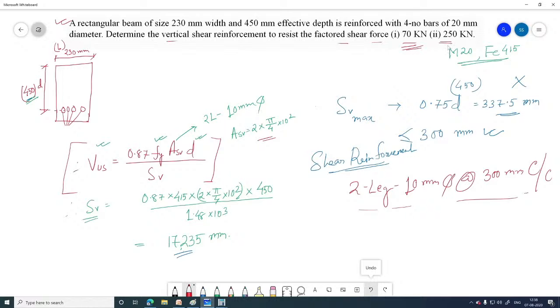Okay, similarly the same thing needs to be done for 250 kilonewton. Just in place of 70 kilonewton we need to consider the 250 kilonewton. Okay, so you just try, and in the next class we will solve that.